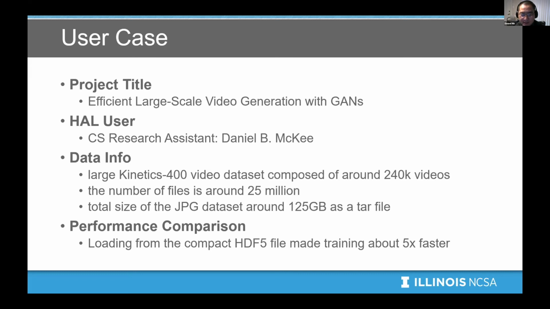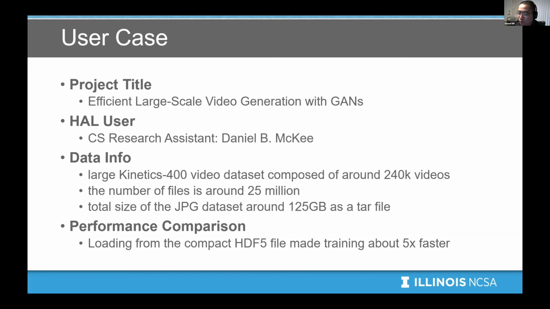His dataset is the large Kinetics 400 video dataset, which is composed of around 240K videos. During training, he uses certain intervals to take a snapshot of the video, so the number of files of a single dataset is around 25 million. And this is just a portion of his data. At that time, the total size of the dataset was around 125 gigabytes worth of data as a tar file.